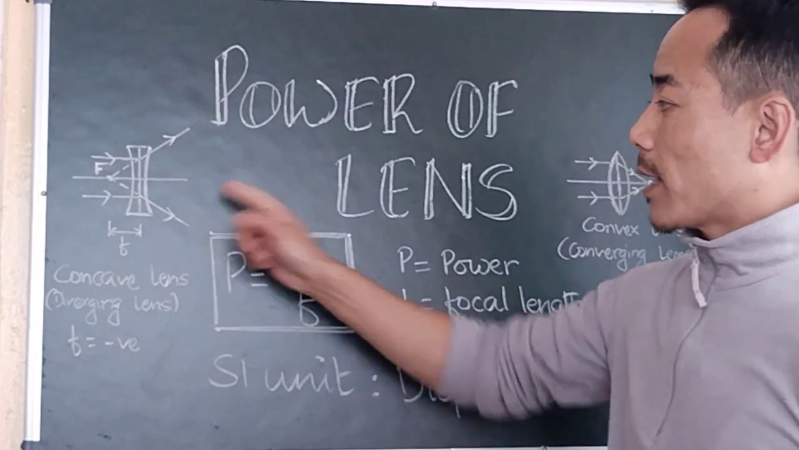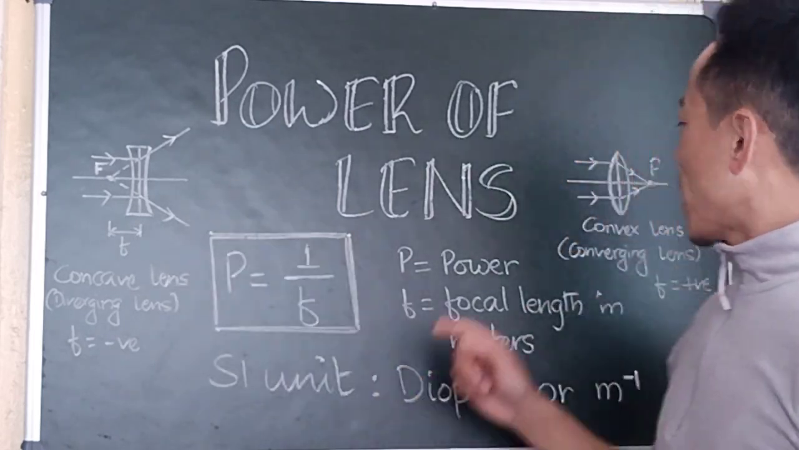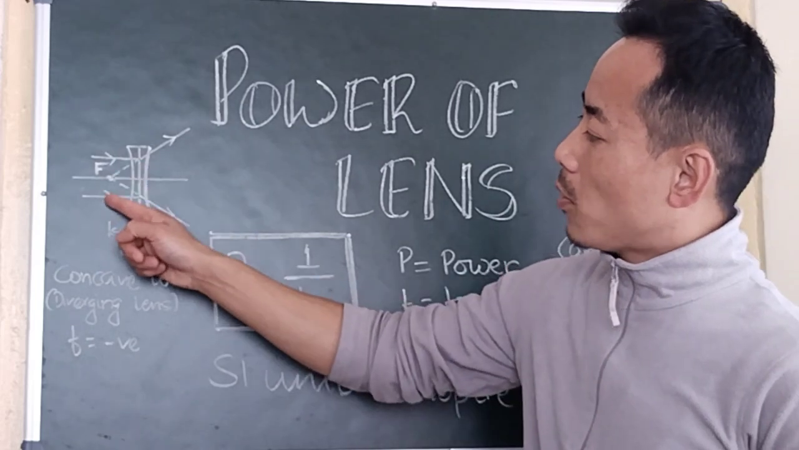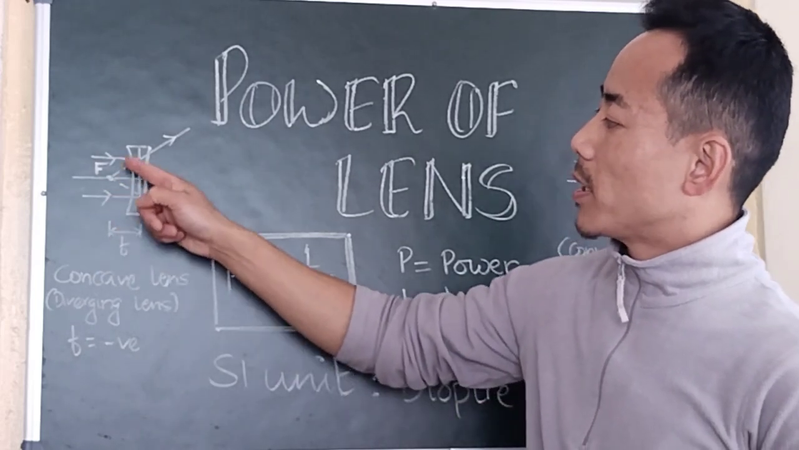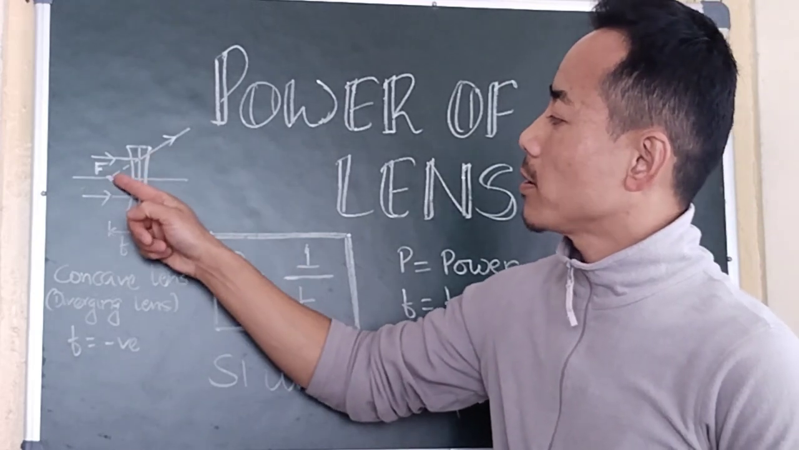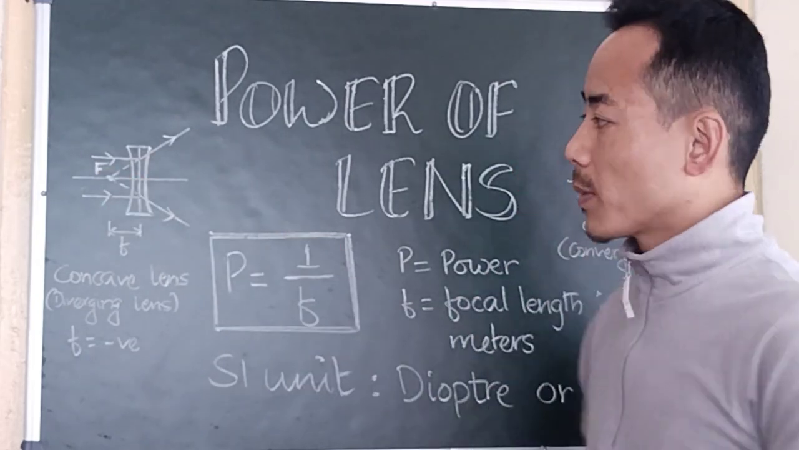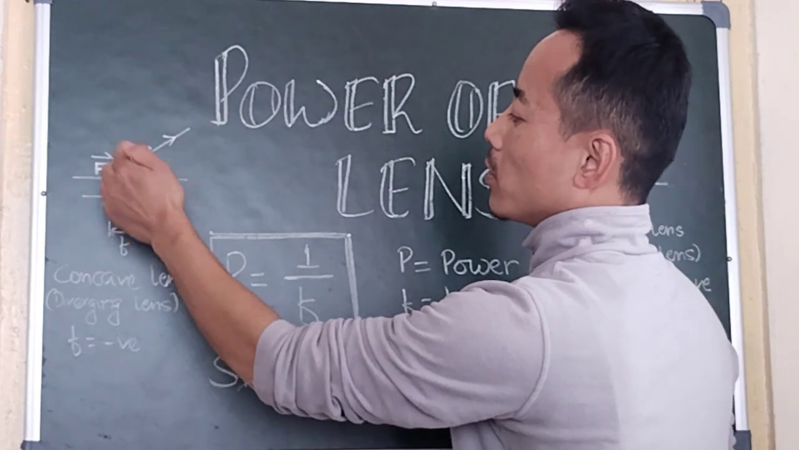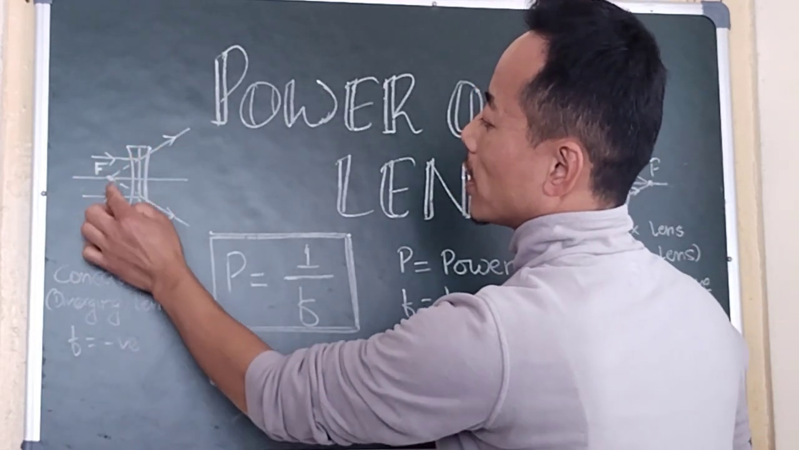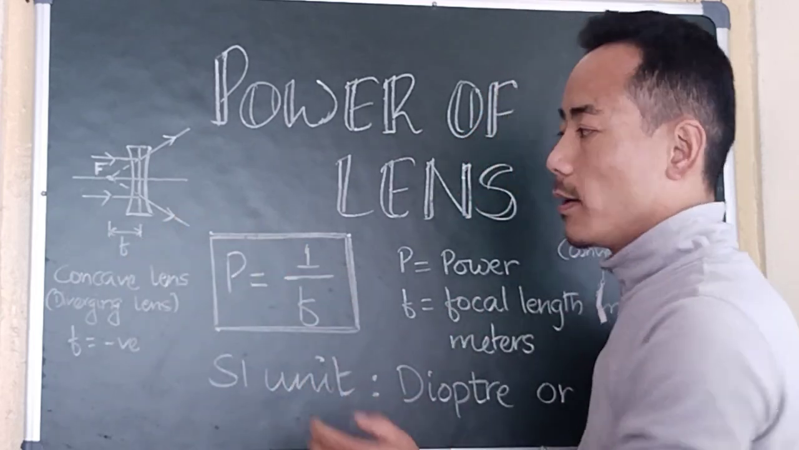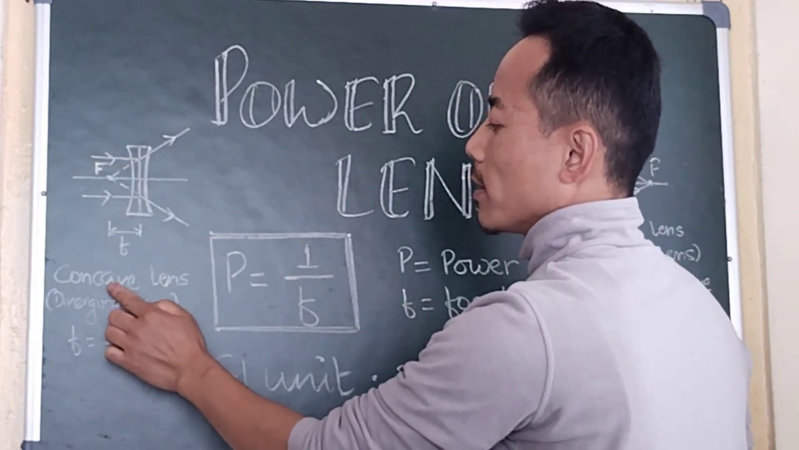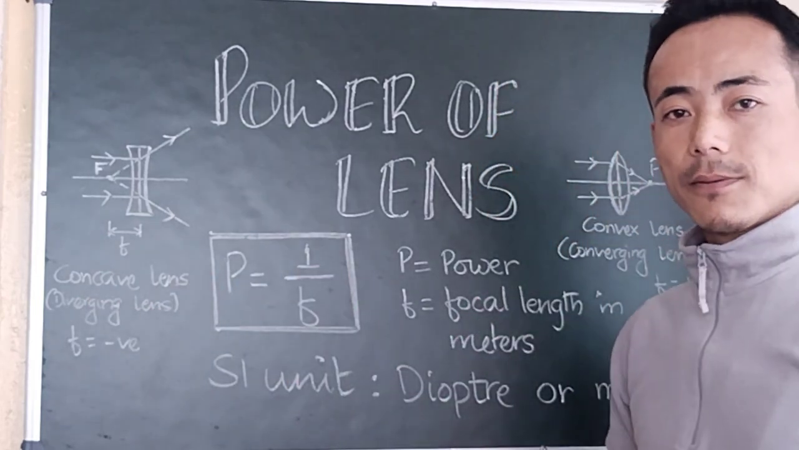So here I have shown you the diagram for a concave lens, and here I have shown you a convex lens. For a concave lens, if the rays fall parallel to the principal axis, then they get diverged. When you produce these rays backwards, they will intersect at a point which is called the focus. This focus lies to the left of the optical center. The distance between the optical center and the focus is called the focal length. Since it is to the left, the focal length will be negative for a concave lens or a diverging lens.